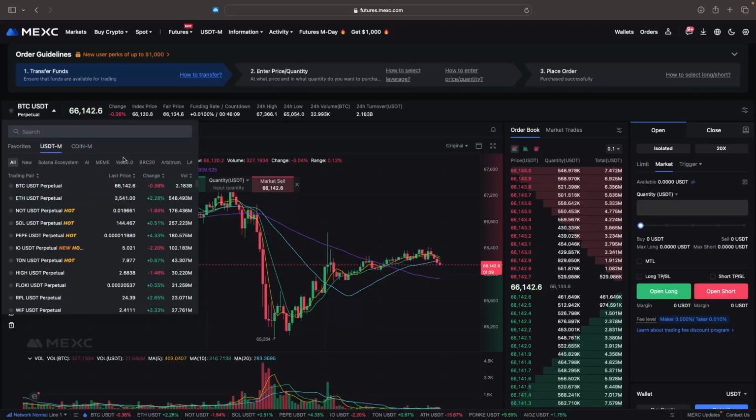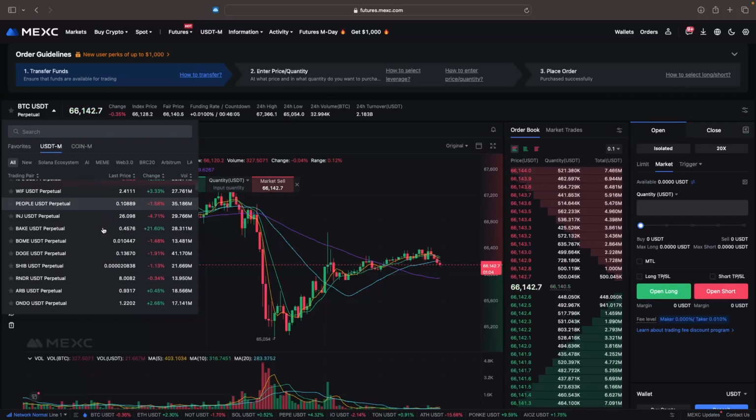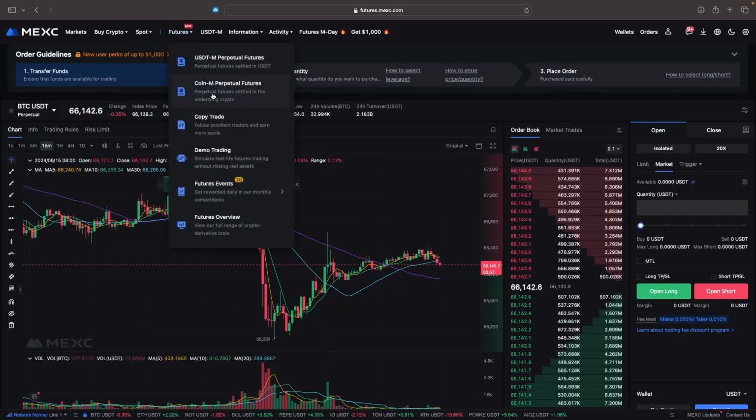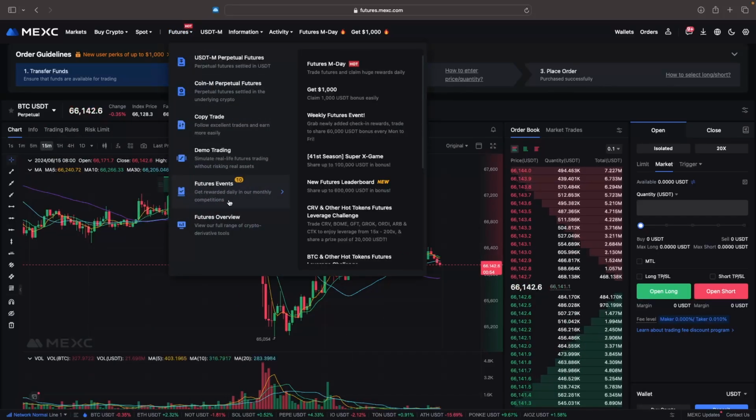The one that I always personally go with is USDT. You can just do more with this and there's more coin pairs. But Coin-M is also an option if you want to trade with USD instead. Inside of futures, we also have futures events. And this is basically just some competitions and rewards that MEXC put on to encourage traders to use leverage.